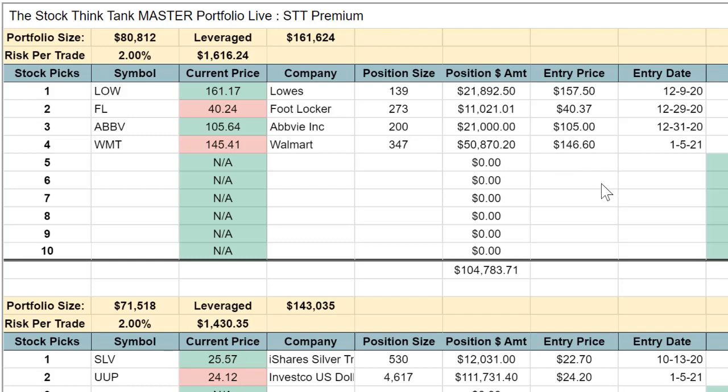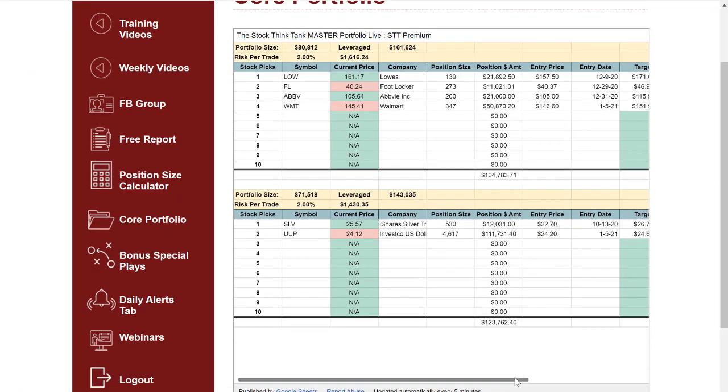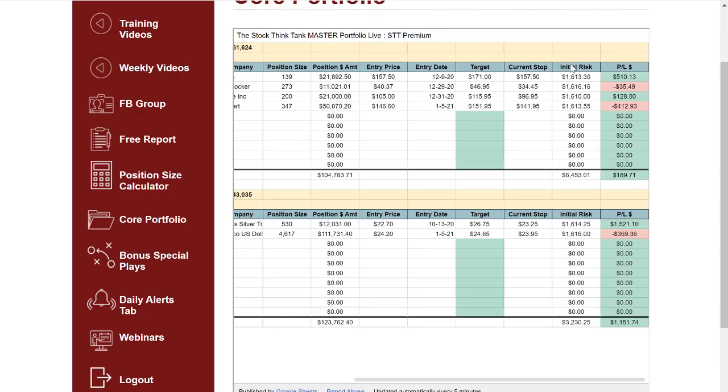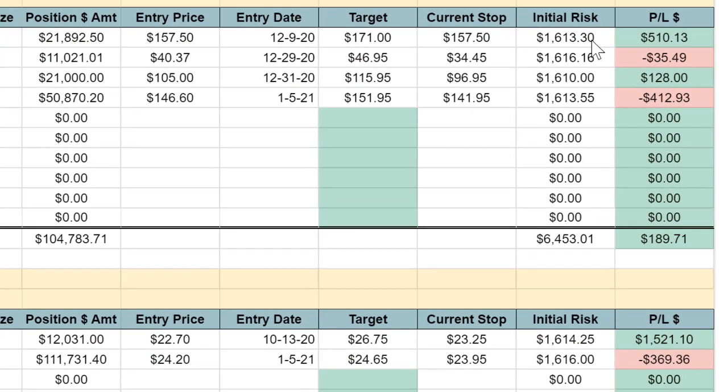That's $4.65. So we've actually got more risk in Foot Locker, $6.05 a share, than we do in Walmart, $4.65 a share. So we want to balance that all out. So if we go across here to the actual initial risk of each one of these trades, look at these dollar amounts.